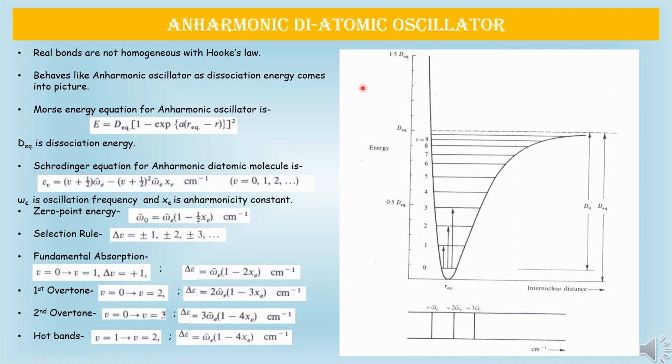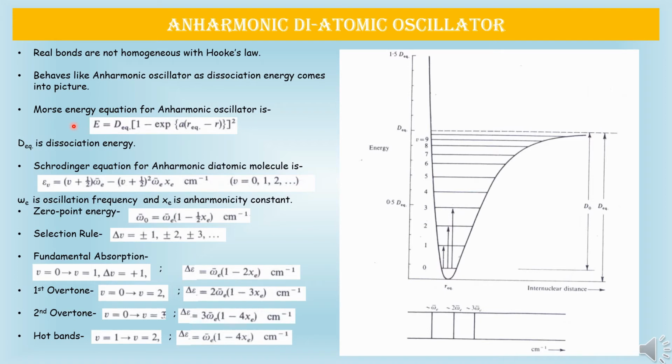anharmonic behavior. A purely empirical expression which fits the curve showing the anharmonic nature of a diatomic bond was derived by P.M. Morse and is shown here. In this expression, A is a constant for a particular molecule and D equilibrium is the dissociation energy.